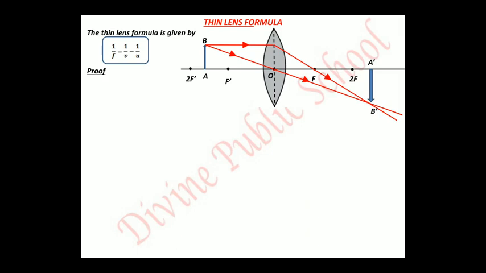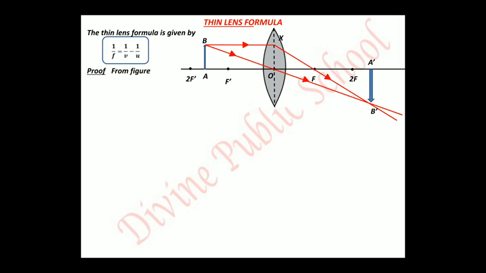Now we define one more point here, and that point is the point of incidence of the ray which is parallel to the principal axis, and that point we call X. Okay, so this is the ray diagram, and with the help of this ray diagram we are going to prove the lens maker's formula. Let us define the distances first of all.